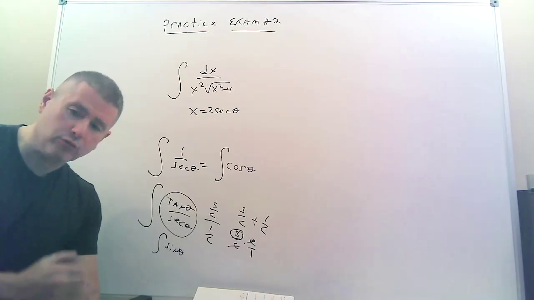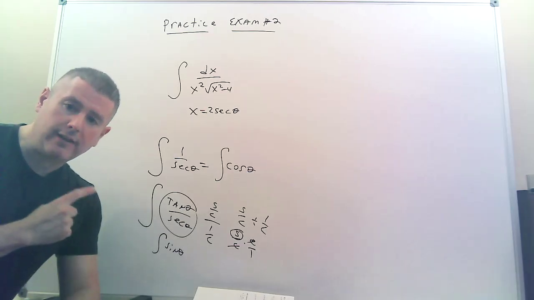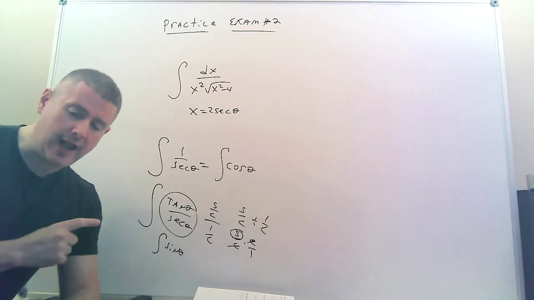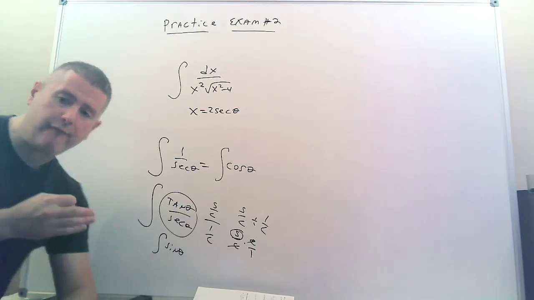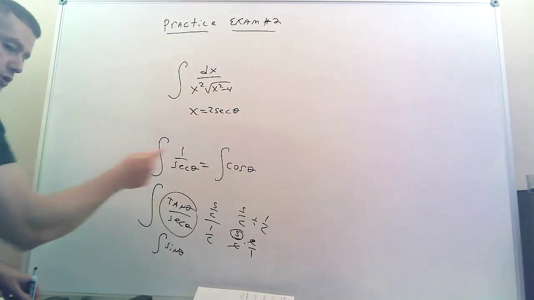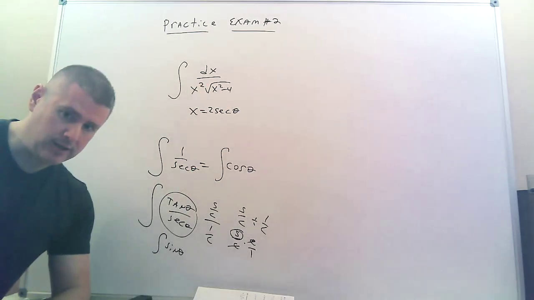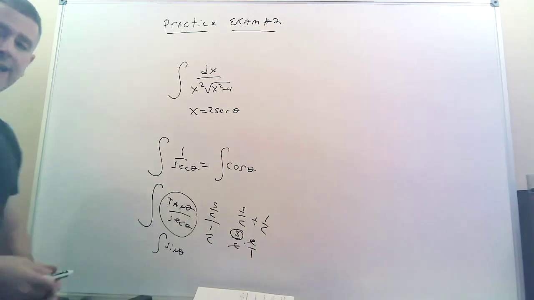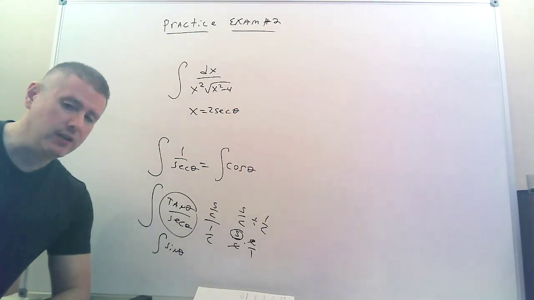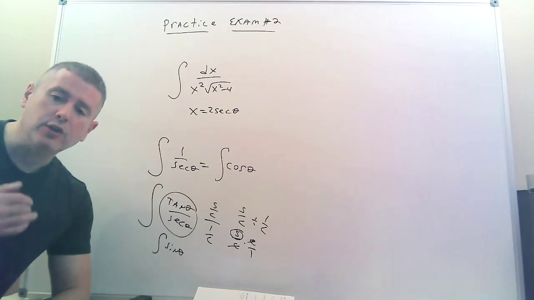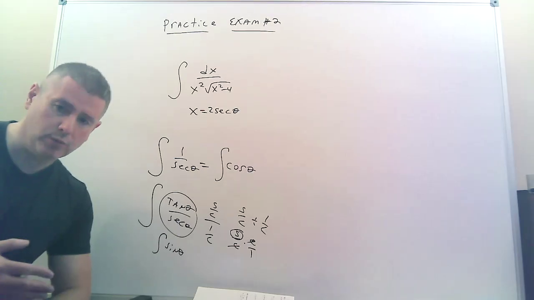Why am I telling you this? This is really important. You get this question on your test and you get to the end and you get something that you cannot integrate, then you messed up somewhere in the trig substitution and you made a mistake. So if you get something like secant to the 3rd, which is too complicated for you, you have to get integrals that you can do.